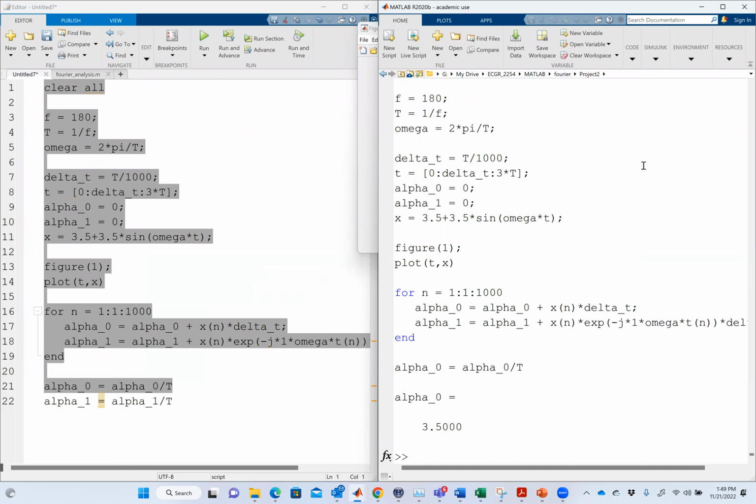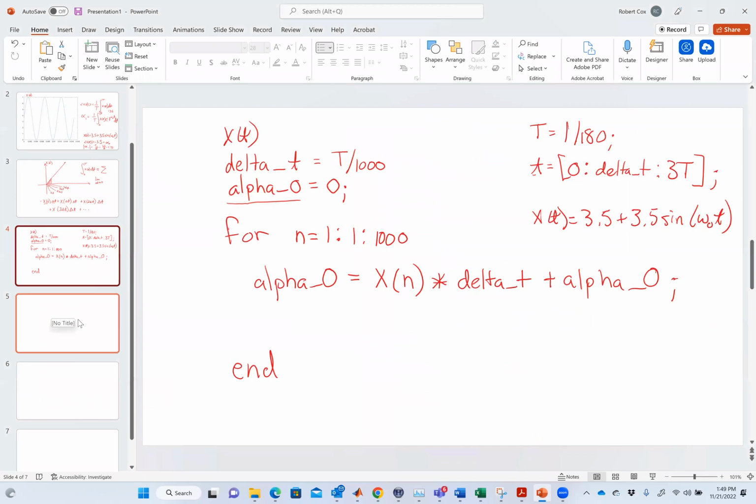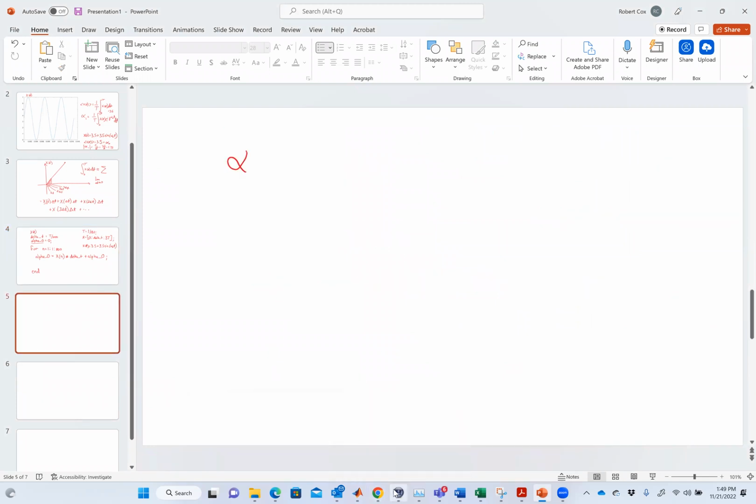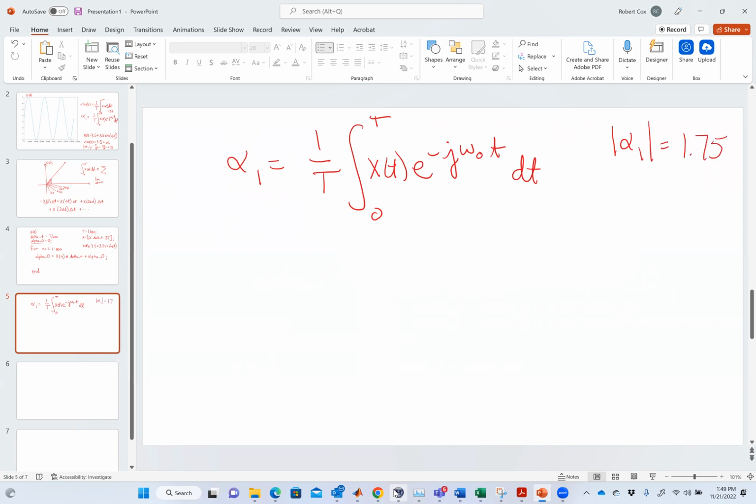All right, now, the other thing that I wanted to compute was alpha 1. Let's remember, alpha 1, we said, was 1 over T, integral 0 to T, x of t times e to the negative j omega naught t dt. Again, it should be one number. In this case, the number is going to be complex, right? We said that the magnitude of alpha 1 should be equal to 1.75. All right. So how do I code that in there?